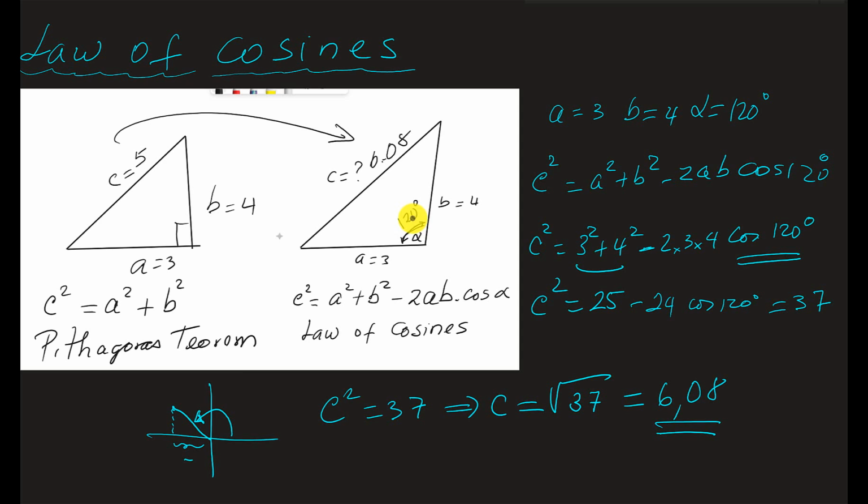Use the law of cosines whenever you have an angle and the sides that form the angle, or two sides and the angle between them, to find the other side, just in that case.